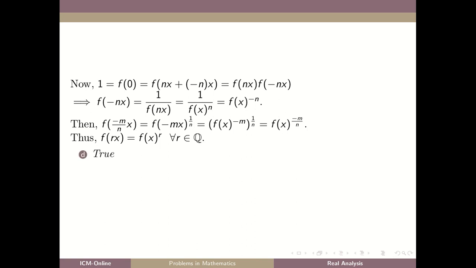Now option D is true. You can consider f of x as f of 2x by 2, which is same as f of x by 2 square. Being a square, it is non-negative.